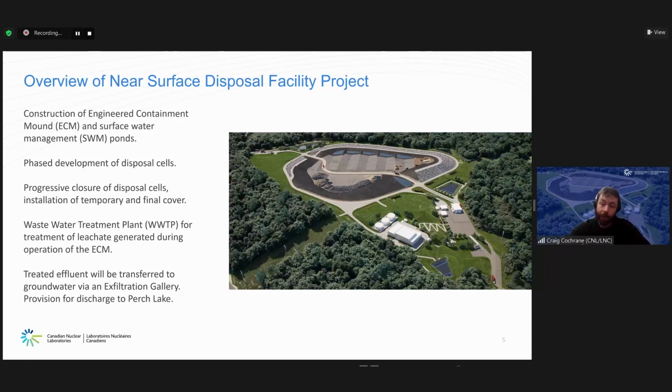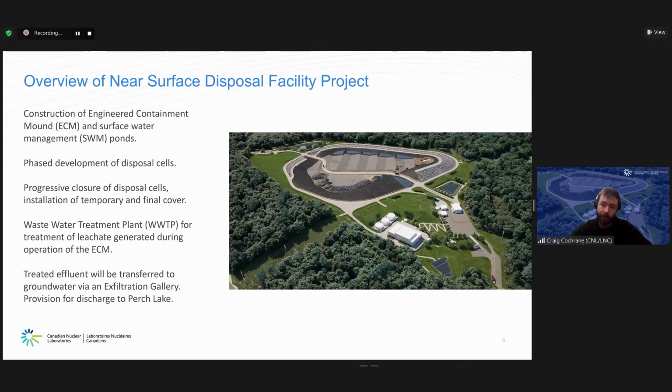In addition to the engineered containment mound, we have all of the supporting facilities that go along with the NSDF. The big one would be our wastewater treatment plant. That's for treating contact water, which is any water that either contacts the waste, so rainfall touching the waste, percolates through the waste, your leachate, or even any water that has potential to be contaminated. So stuff that falls on operating areas where there's a potential, wash down water for cleaning vehicles and that sort of thing. We would call that contact water. That all goes to the wastewater treatment plant.